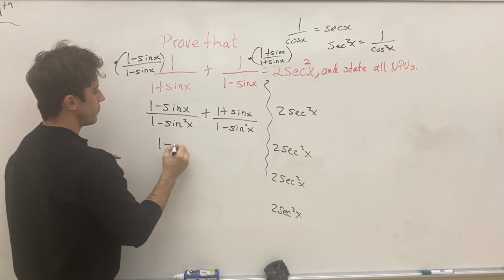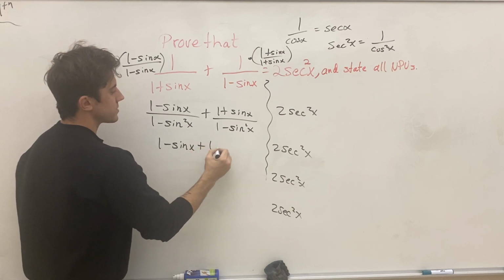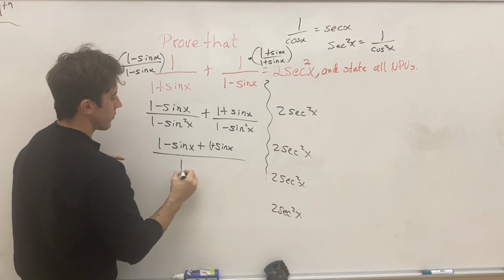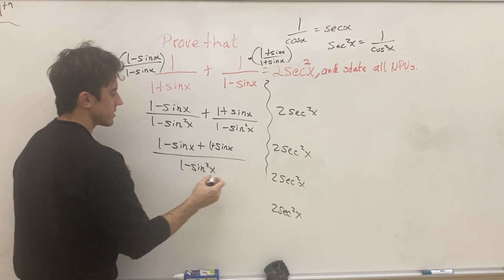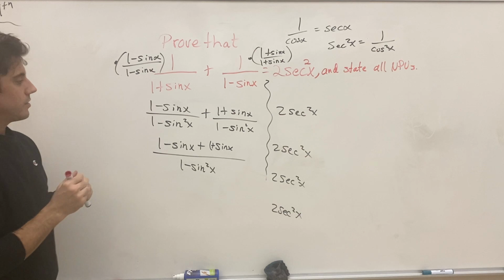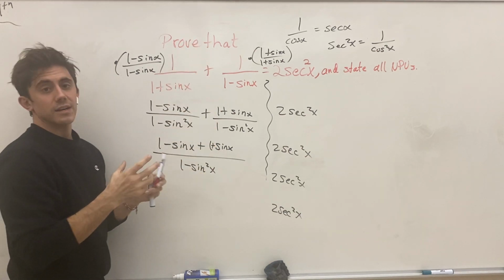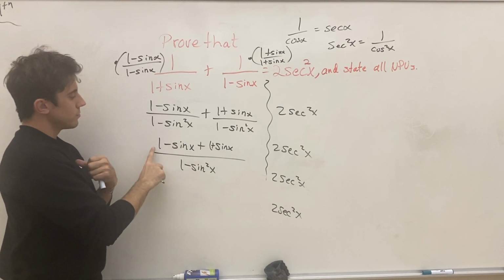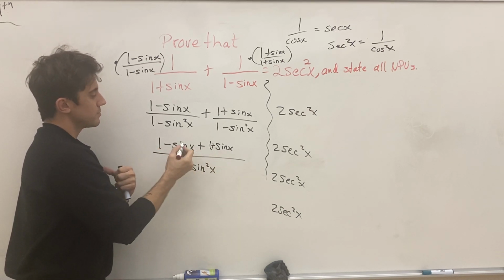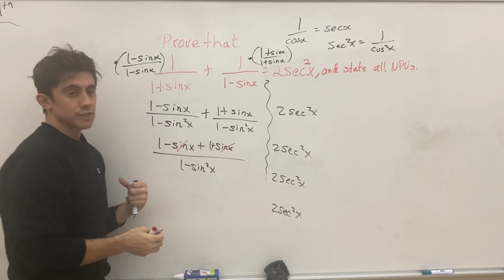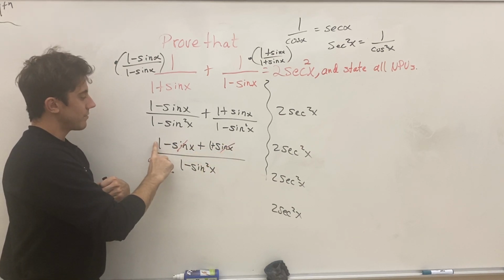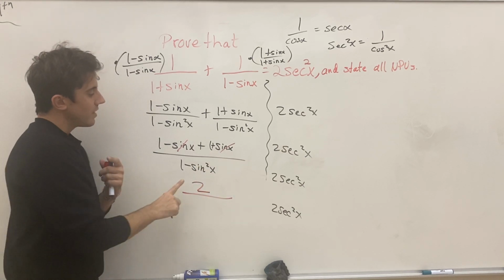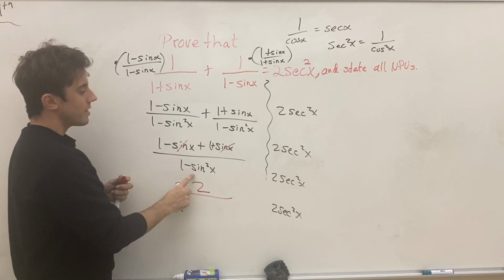And so if we do that, we'll have 1 minus sine x plus 1 plus sine x over our 1 minus sine squared x. Now you can start to see the left-hand side simplify down a little bit, and you might start to see the direction that we're headed in. So 1 minus sine x plus 1 plus sine x means the sine x's cancel each other out with a negative and a positive, and all we have left is 1 plus 1, giving us 2 in our numerator. And in the denominator, we have this 1 minus sine squared x.